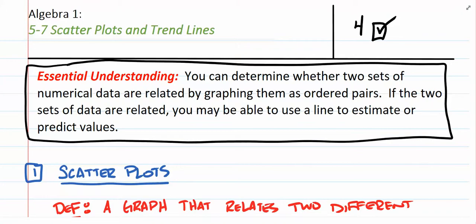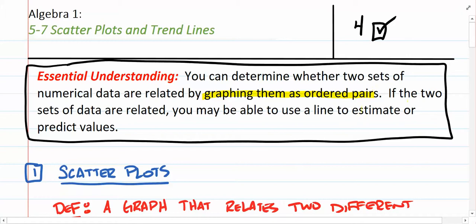Welcome to Zaption Tour 5.7, Scatter Plots and Trend Lines. Here is the essential understanding that we're going to be covering. You can determine whether two sets of numerical data are related by graphing them as ordered pairs. So we have to make sure that we remember how to graph as ordered pairs.